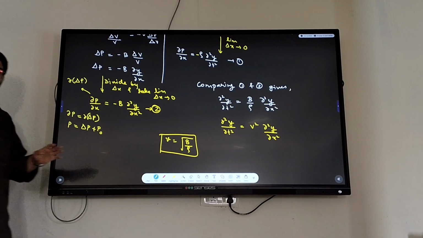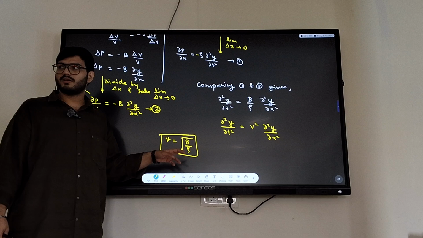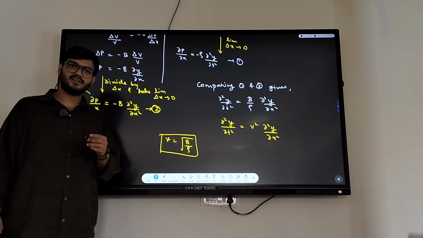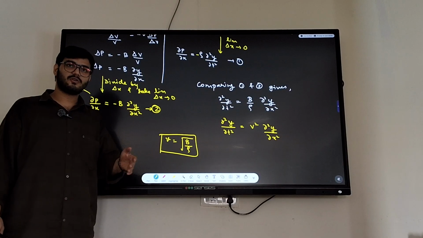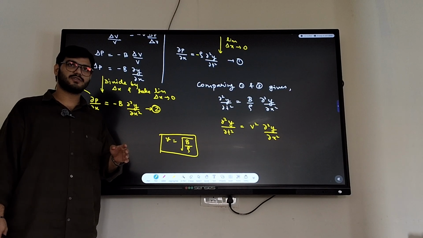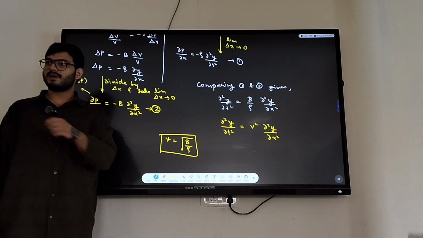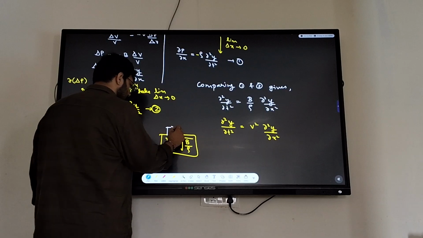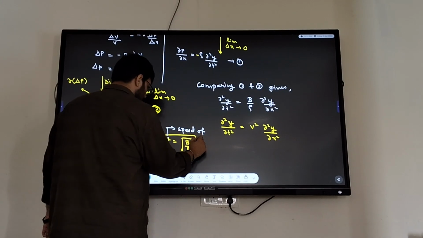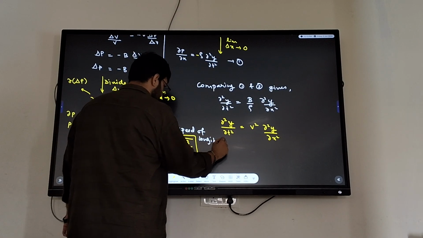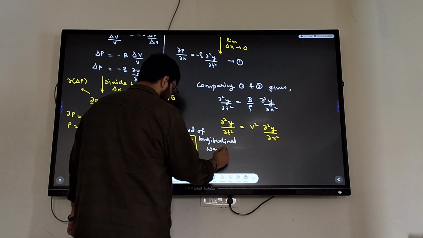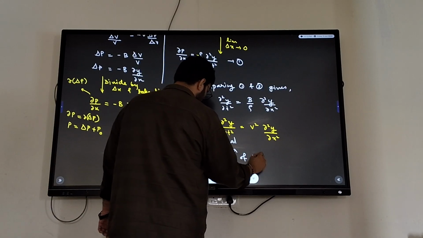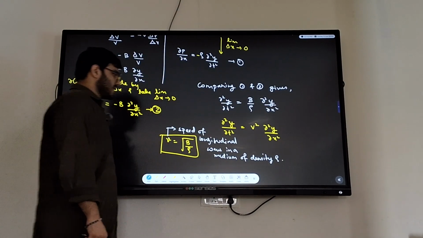Please understand this. I am talking very generally right now. I said the speed of a longitudinal wave. I did not say seismic wave, I did not say earthquake or maybe sound wave. Those are all also longitudinal waves, but I did not take any example. I am talking in general. In general, the speed of a longitudinal wave in a medium of density rho is this. Is it okay?